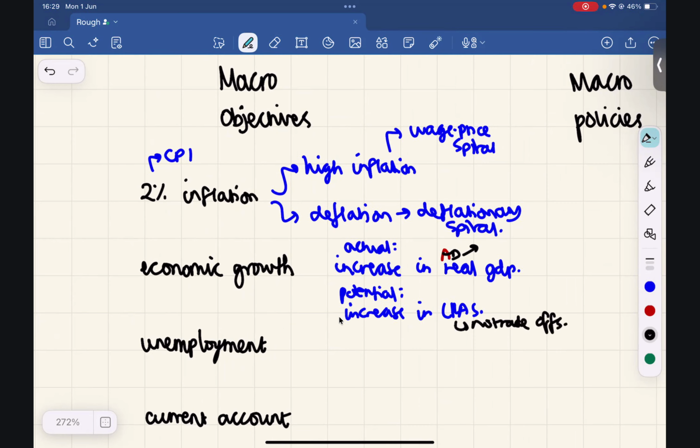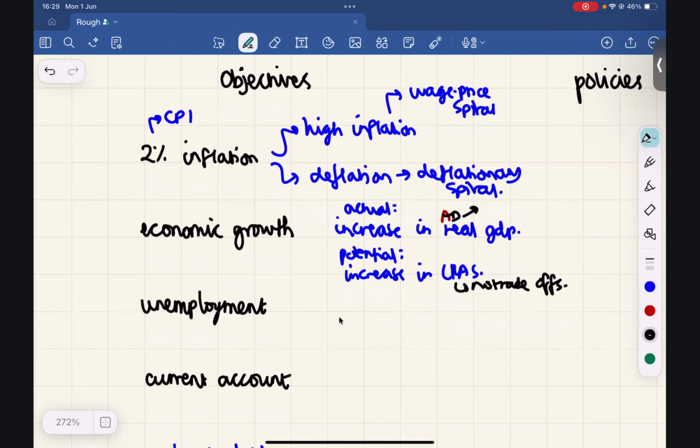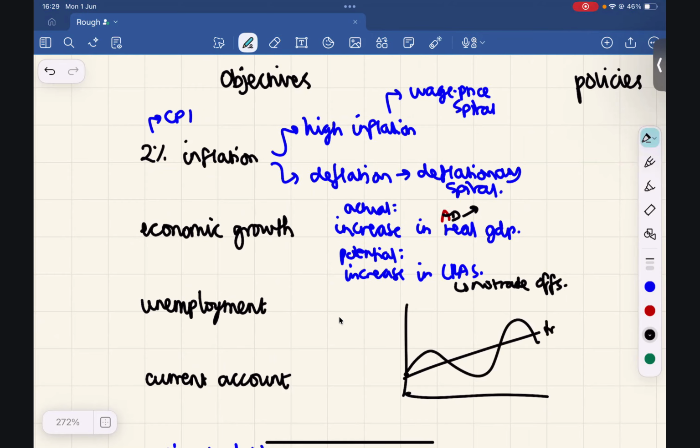Whilst we're talking about economic growth, it's also worth knowing the difference between a positive and a negative output gap. So if I was to quickly draw an economic cycle, the straight line is showing the trend rate of growth and the curved line is showing the actual rate of growth. So every time the actual rate of economic growth is bigger than the trend rate of economic growth, there is a positive output gap. And every time the economy is growing slower than the trend rate of economic growth, there's a negative output gap.